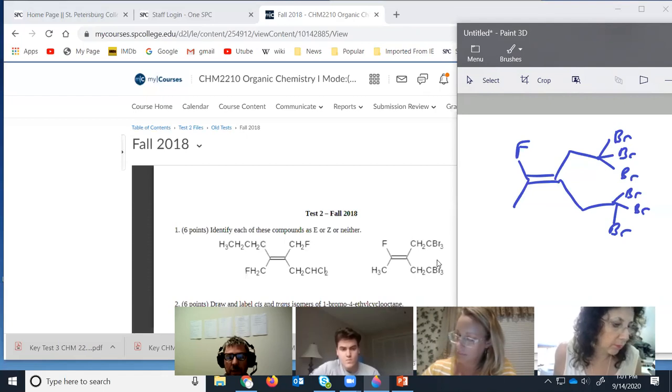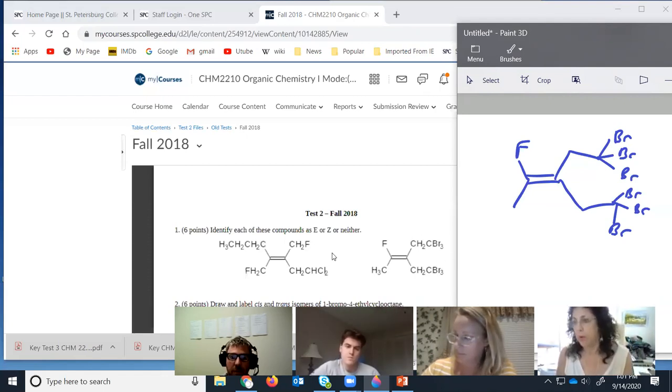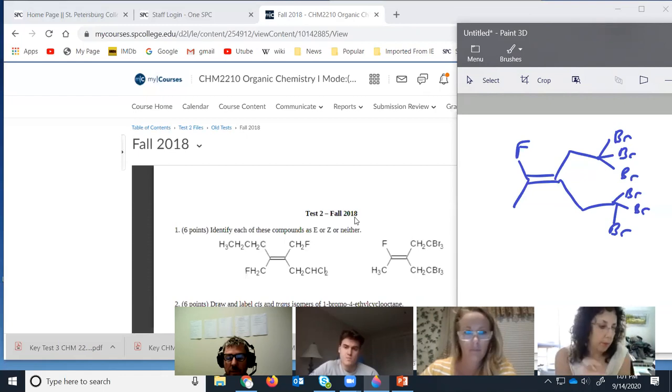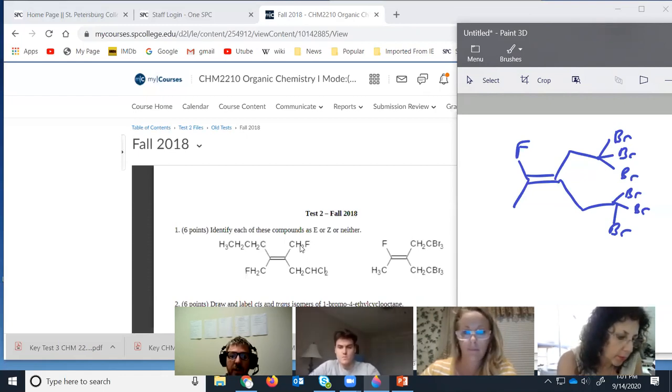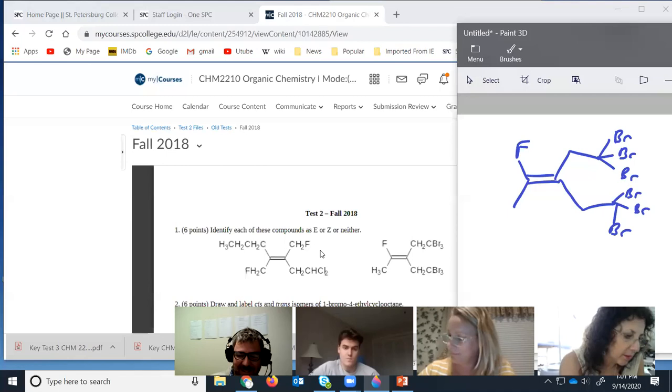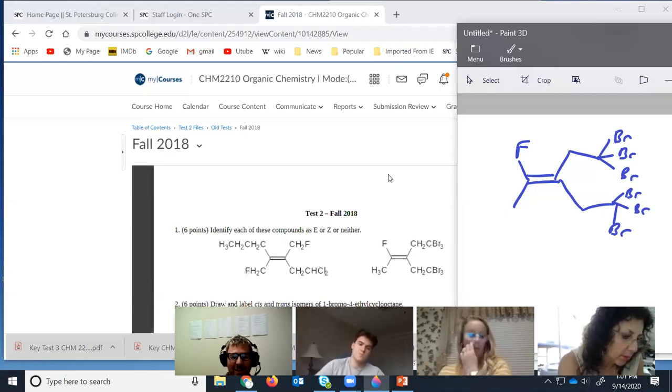Does anybody have any questions? All right. If you put the CH2 on the bottom for the first compound, would it change it from Z to E or E to Z? It would change from E to Z. Okay. That's because you had it backwards for a second. Oh, did I? Sorry. Anyway, it would change it, whereas in the other one, it wouldn't. Okay. Any other questions?